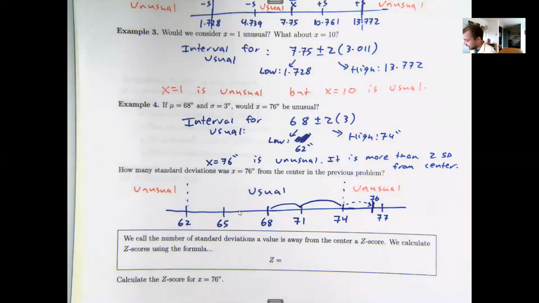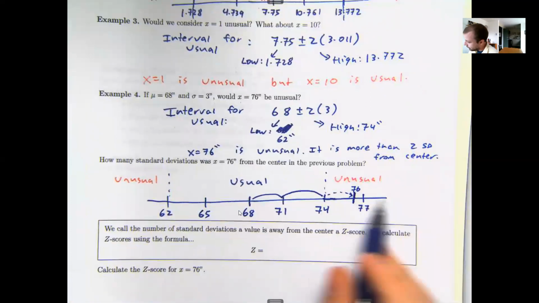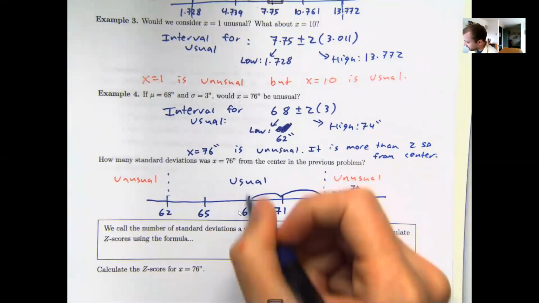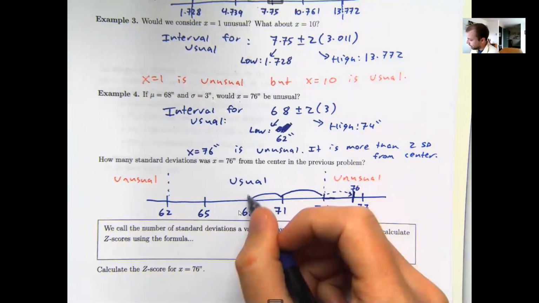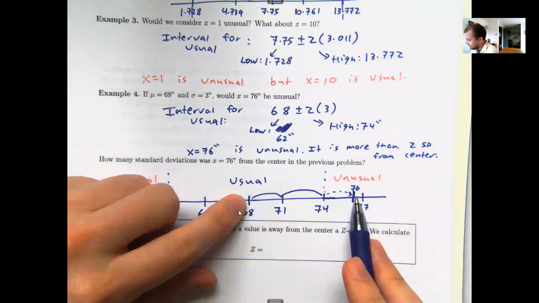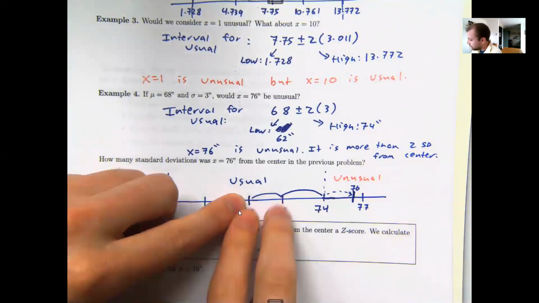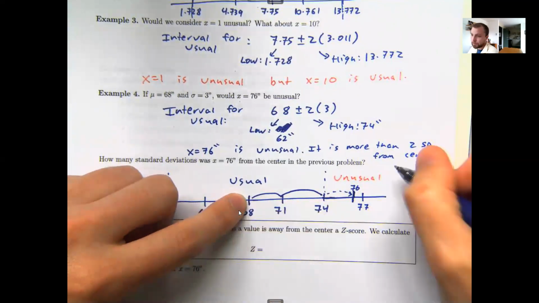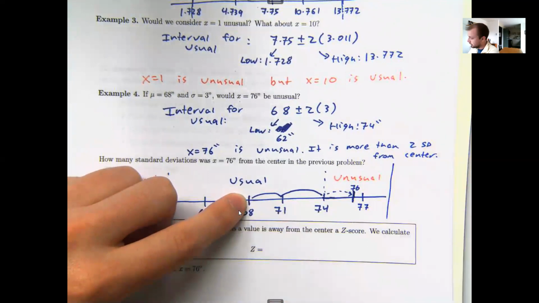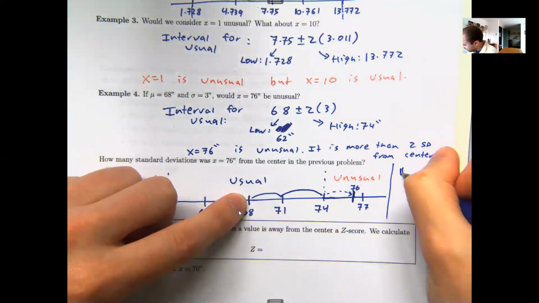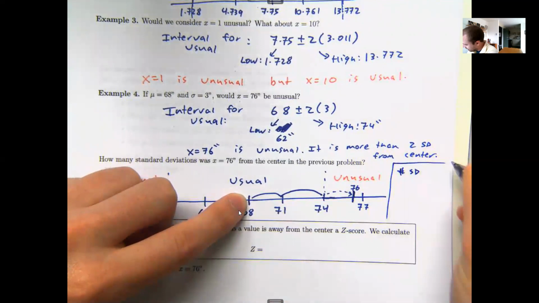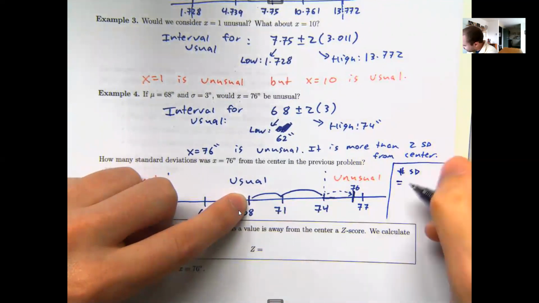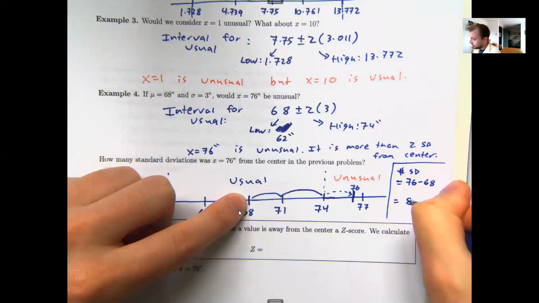So if I want to know how many standard deviations this was away in total, I might want to know what is the total distance from 76 to 68. So how far away from the center am I, and how many of these 3 gaps can I fit in? I'm just brainstorming a little bit, and I could be wrong on this. But the number of standard deviations from 76 to 68, I was 8 units away.